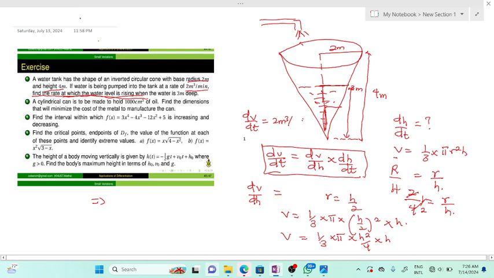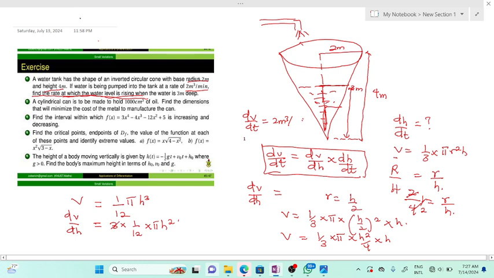So the h should be cubed nicely as this. This is my volume function with respect to h. At this point, the only thing I have to do is to find my dV over dh. So my dV over dh simply becomes, when I differentiate this, remember I'll have 3 multiplying 1 over 12 by pi, then h squared. Is that not it? As simple as that.